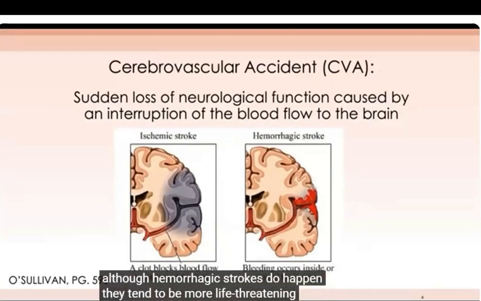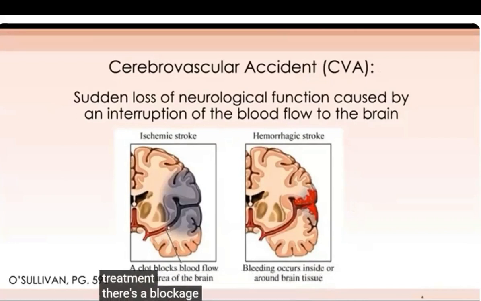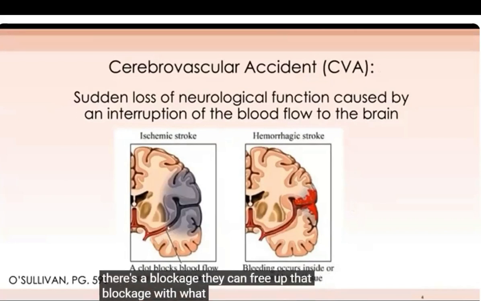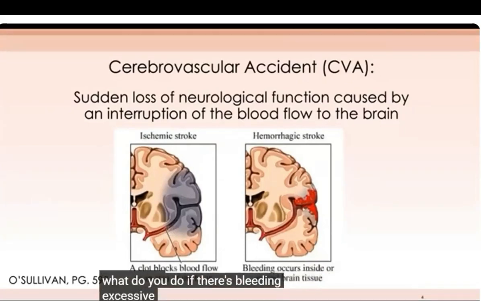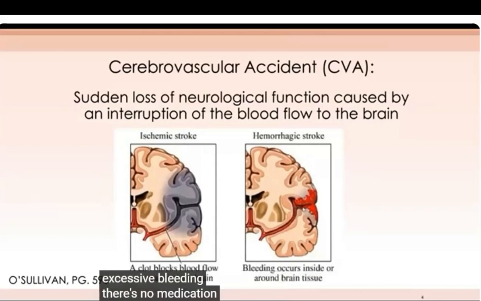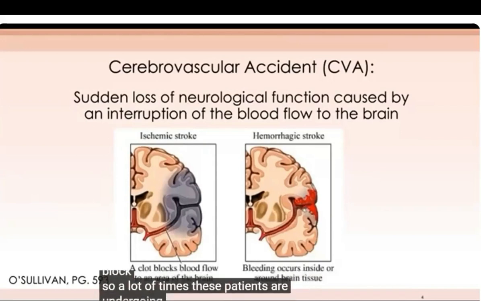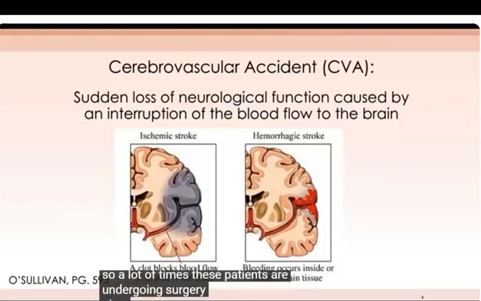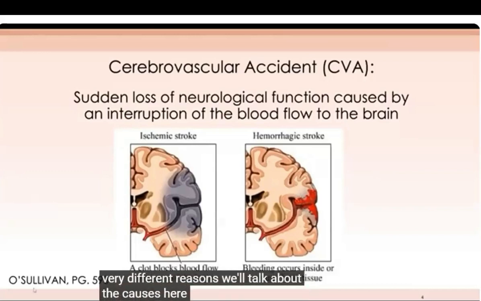They tend to be more life-threatening than ischemic strokes, because with ischemic strokes, for treatment, there's a blockage, they can free up that blockage with what? Medication. What do you do if there's bleeding, excessive bleeding? There's no medication to try to make it block. So oftentimes these patients are undergoing surgery. Okay. Yeah, surgery. Exactly. Thank you. Very different reasons. We'll talk about the causes here.